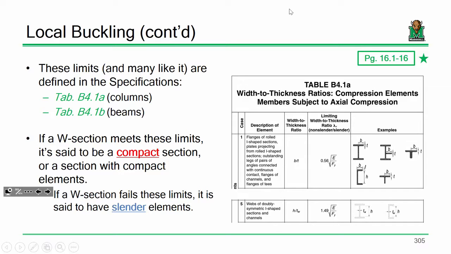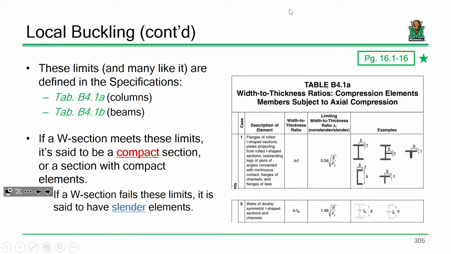All right. Now, one thing I want to point out. We're focusing on the page that's on the left, okay? And read the title: Width to thickness ratios, compression elements subjected to axial compression. So this page on the left is the page that we use for columns. The page on the right is what we use for beams. Okay, so pretty basic.